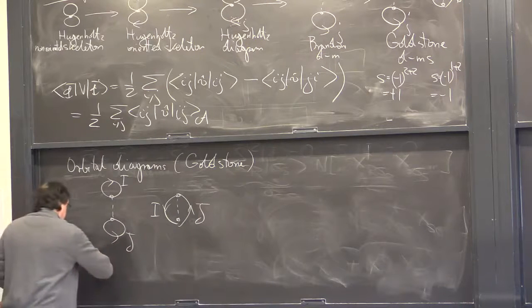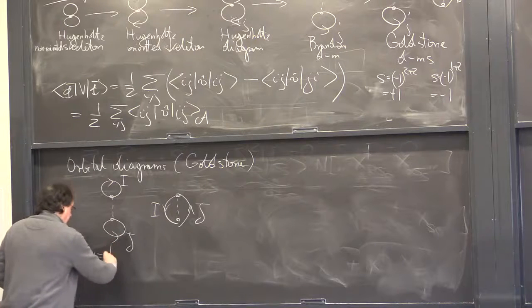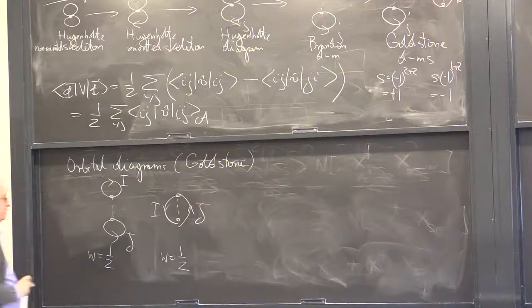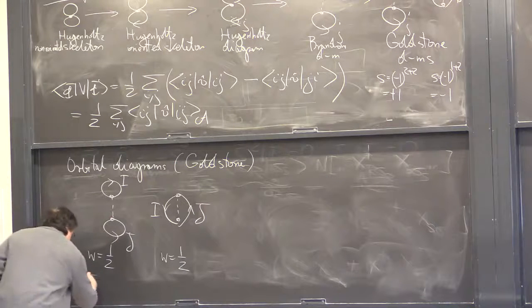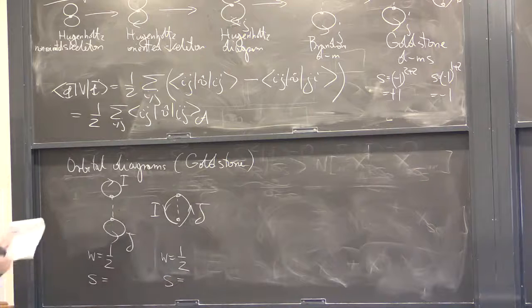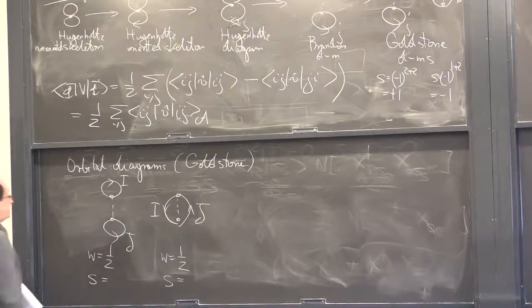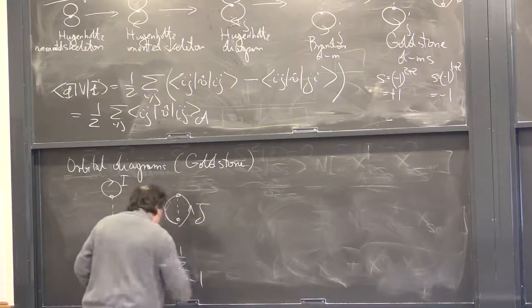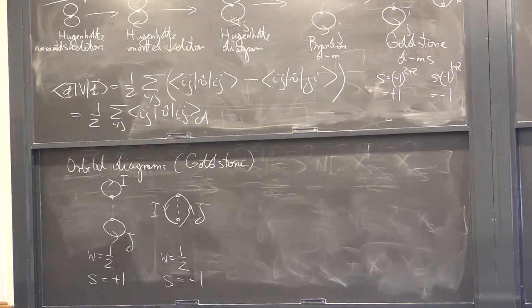So, the weight here is 1/2. Weight here is also 1/2. We talked about it before. Signs are the same as before. You know, these things don't depend on spin orbital versus orbital representations. So here sign is +1. We have 2 loops, 2 internal hole lines. Here is -1. 1 loop, 2 internal hole lines.